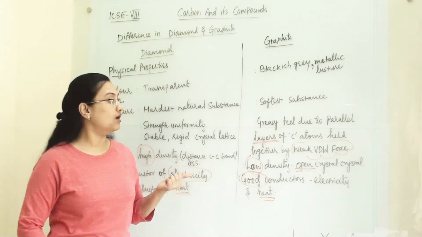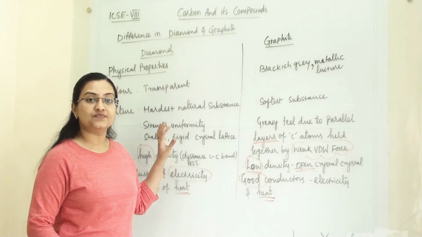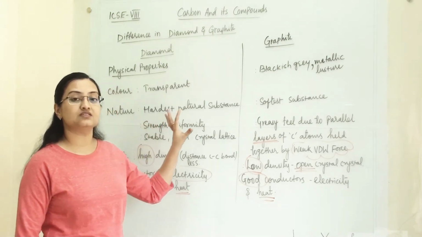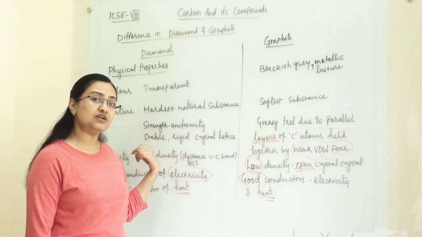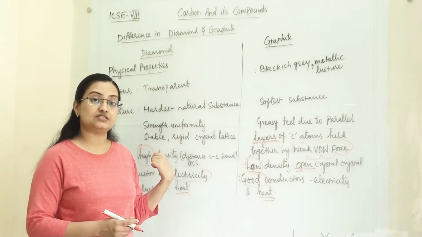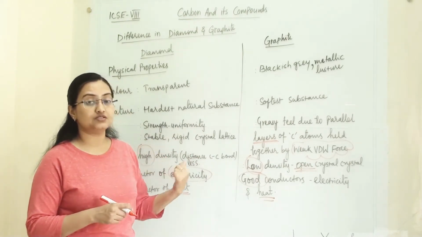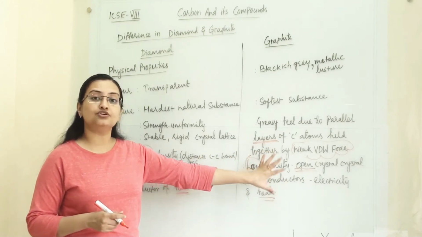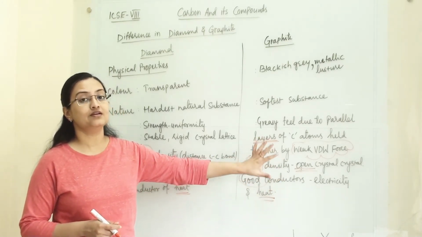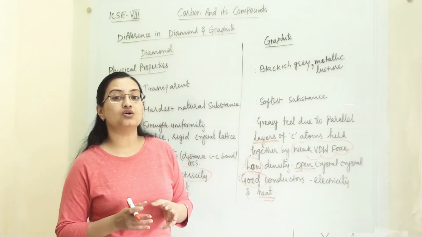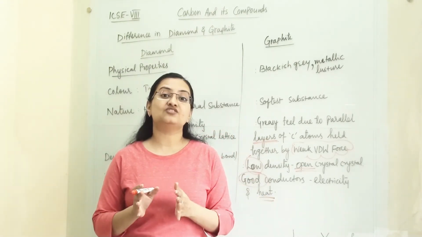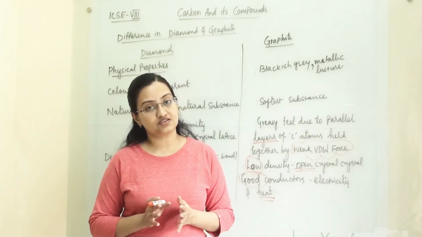So this is all about their physical properties. Diamond is the hardest substance, whereas graphite is the softest substance. Diamond is a non-conductor of electricity and a poor conductor of heat, whereas graphite is a good conductor of electricity and heat. All these properties are due to their atomic arrangement in their lattice structure.